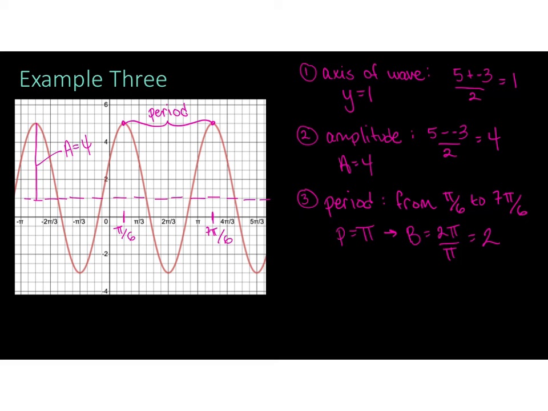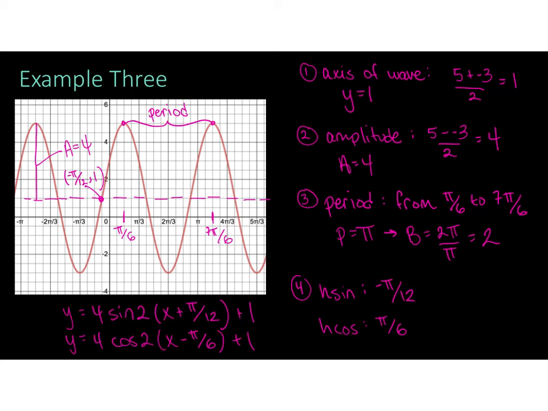Since I'm in the negative direction, this point here would be at negative pi over 12, comma 1. So the H for sine, I'm going to use negative pi over 12. H for cosine, I'm going to use the one that we've already labeled as being at pi over 6. And now that I have all of the pieces, I'll write out my 2 equations. So here I have my 2 possible equations.